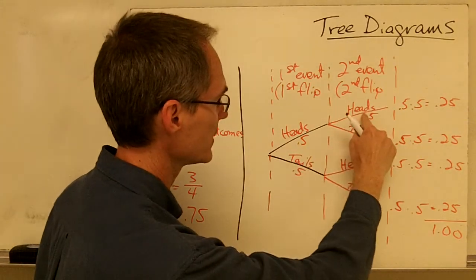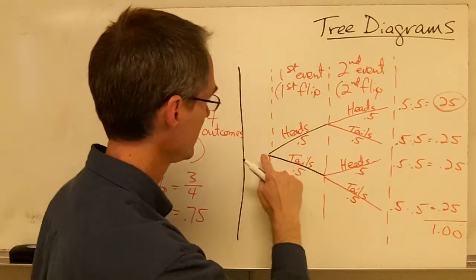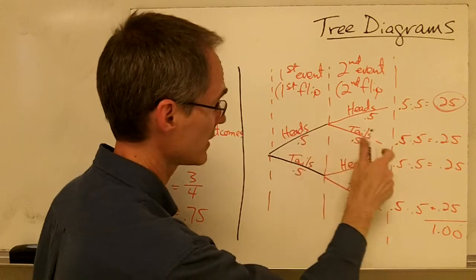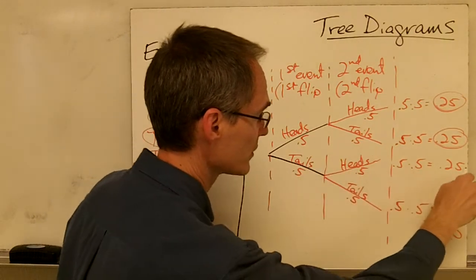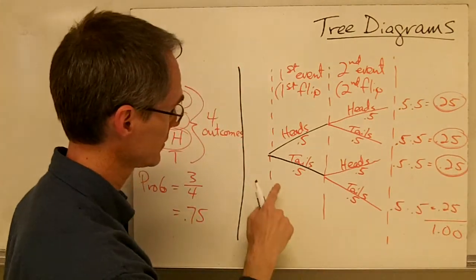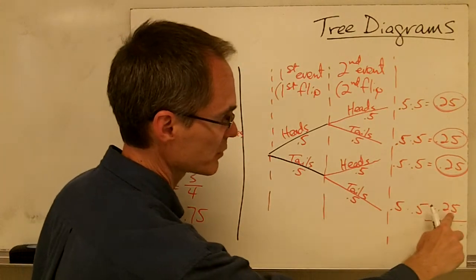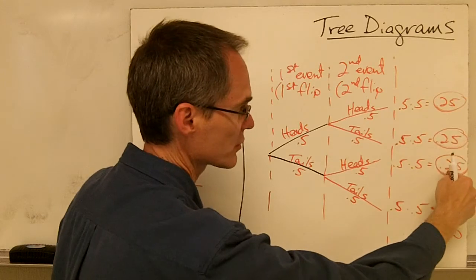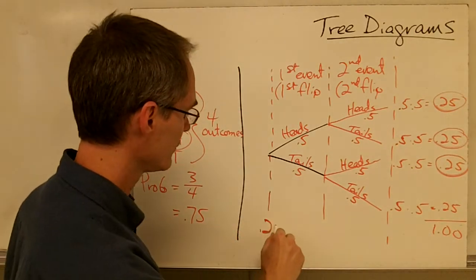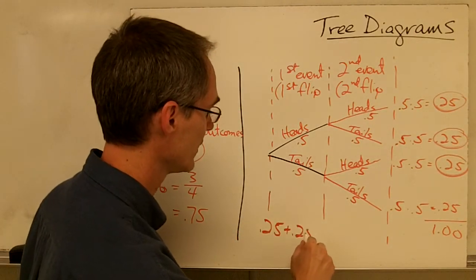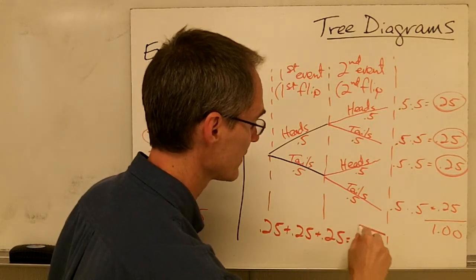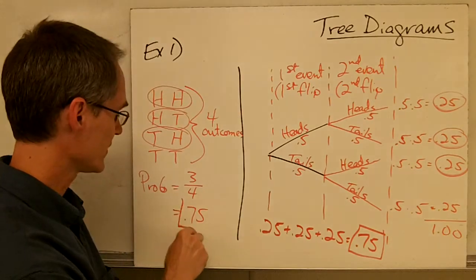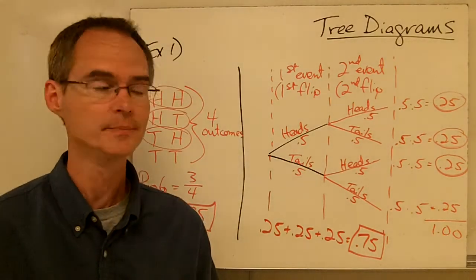Well, this is heads and then heads, so that one does. This is heads and tails, so that gives me heads at least once. This is tails and then heads, so this one gives me heads at least once. And this one is tails and tails, so this one doesn't. So I just add up these 3 probabilities, 0.25 plus 0.25 plus 0.25, and I get 0.75, which is the same probability that I got over here.